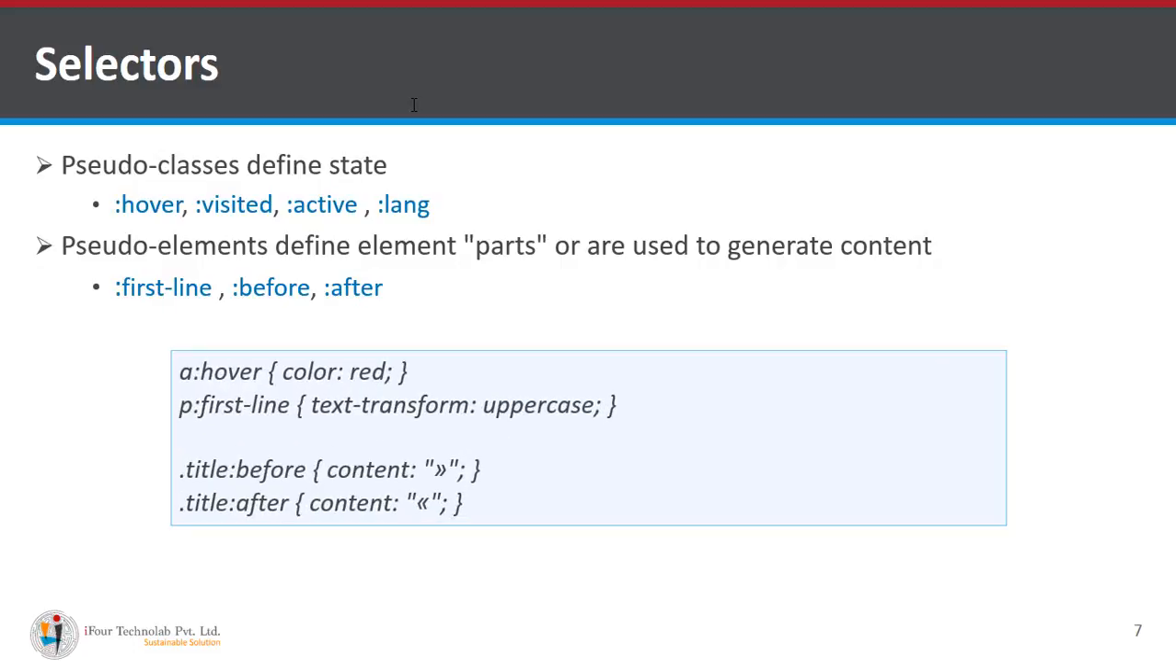Here is an example. You can see anchor tag on hover, color red. Paragraph tag first line, text transform equal to uppercase. Dot title, that is a class with a title. Before class contain this and after class title contain this.